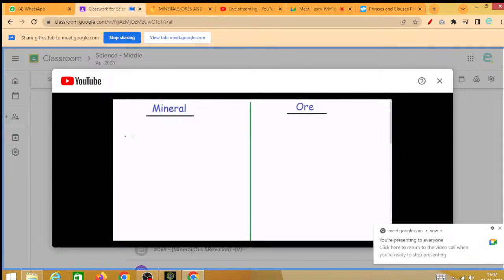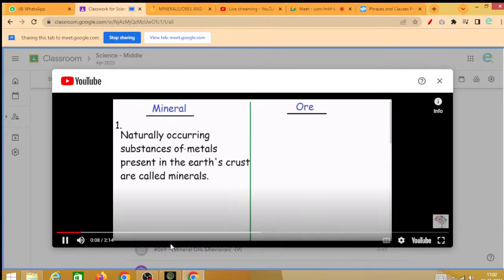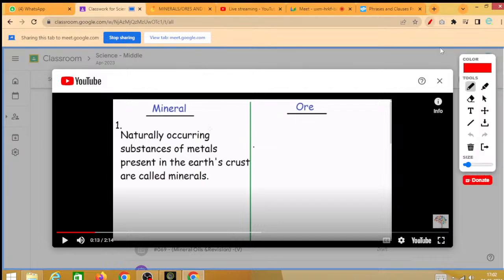First point which I am going to write is: make this table, all of you. Naturally occurring substances of metals present in the Earth's crust are called minerals. So what are minerals? Anjali, what are minerals? Read it. Naturally occurring substances of materials present in the earth crust are called minerals.